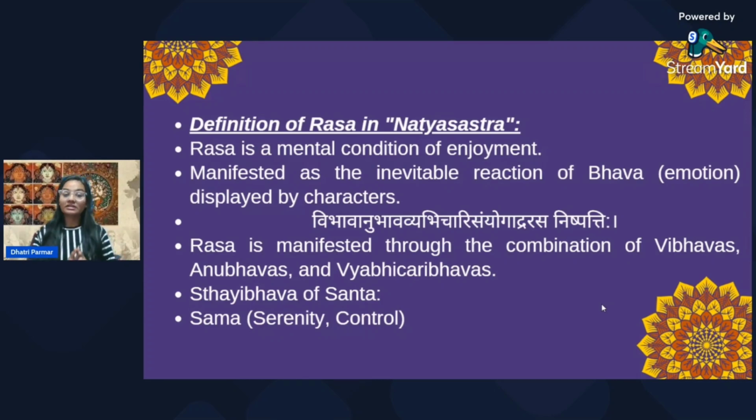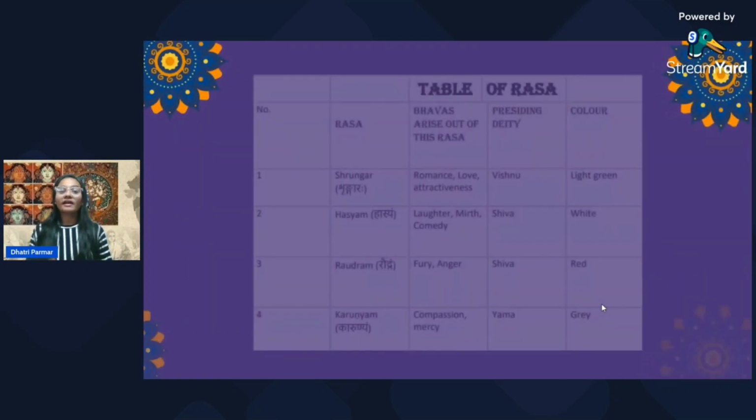The definition given of rasa is vibhavanubhava vyabhichari samyogat rasa nishpattih. Rasa is manifested through the combination of vibhava, anubhava, and vyabhichari bhava. And the sthayi bhava of shanta or shama was later introduced by Abhinav Gupta. Now let us have a look at the main nine rasas.